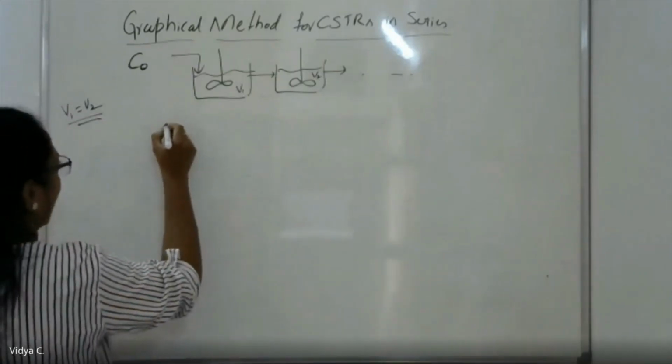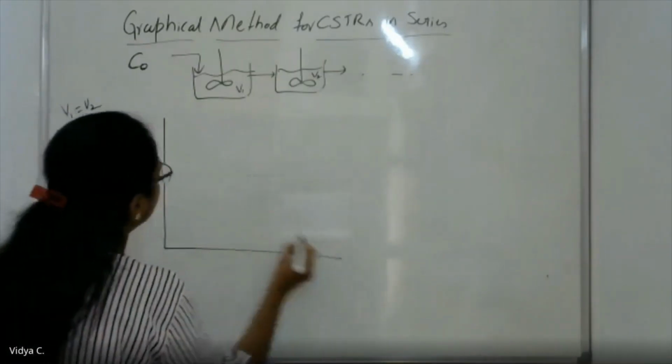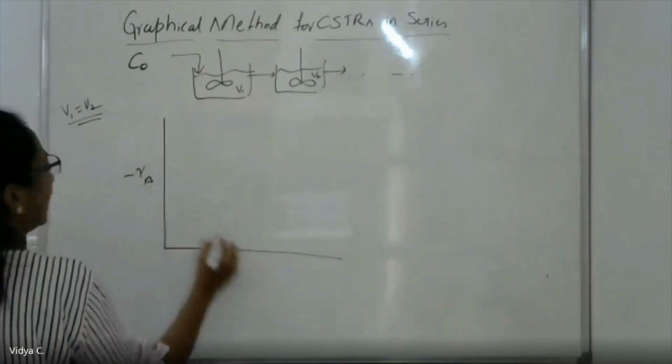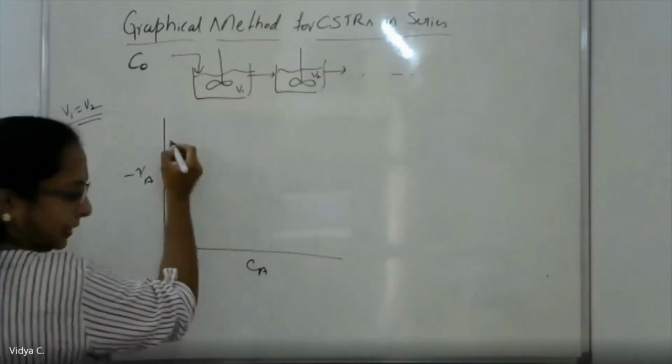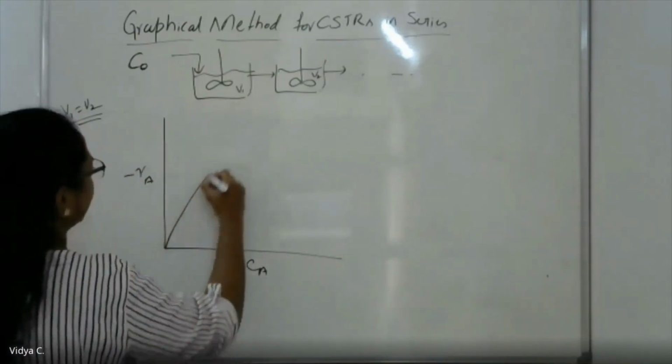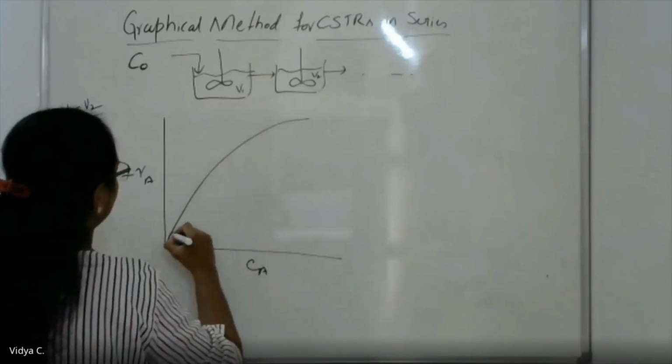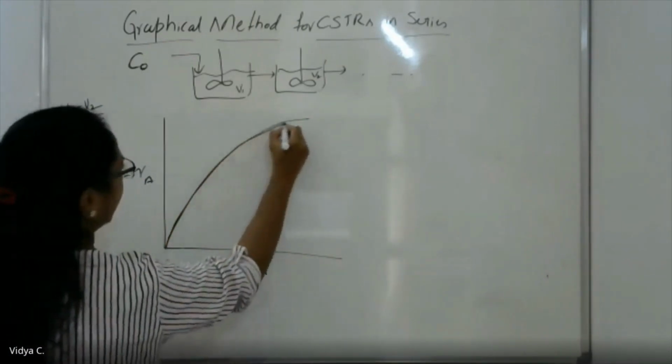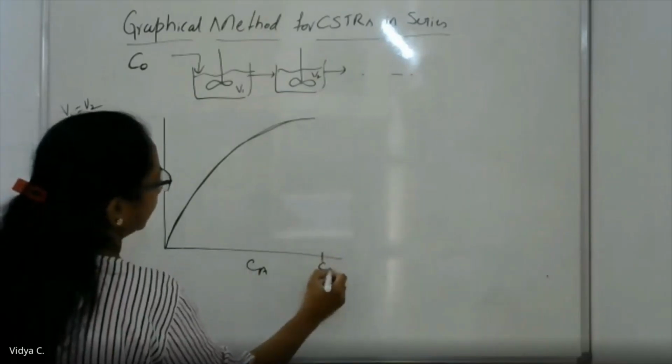Let me have a plot of -1/rA versus CA, the concentration curve. What I'm taking is this concentration curve. The concentration is higher here. This will be CA0 here.